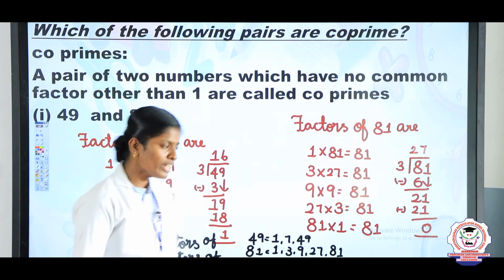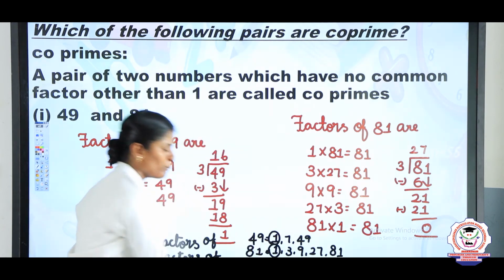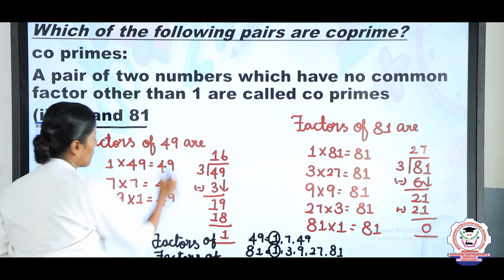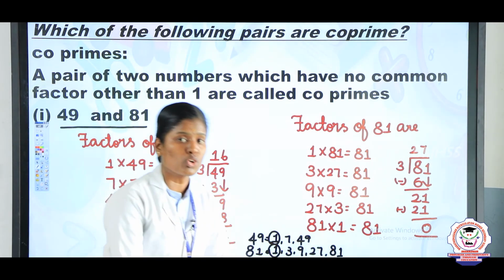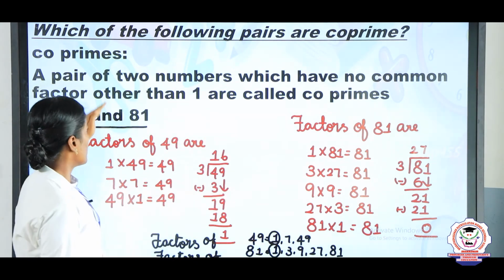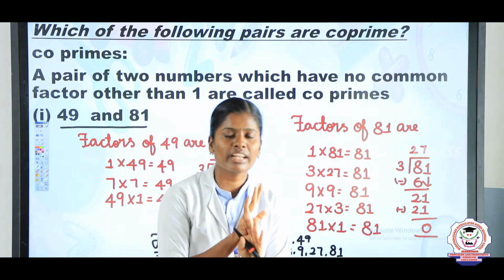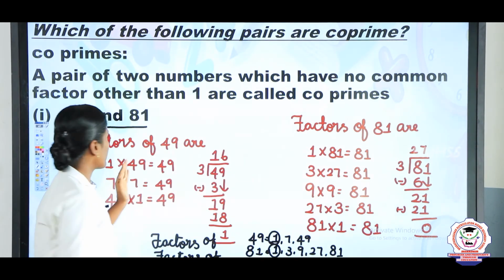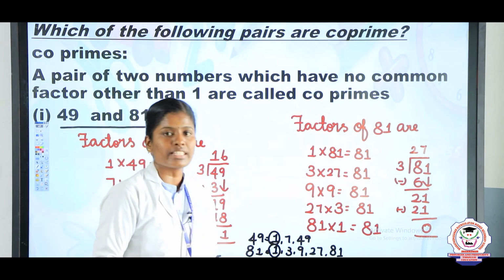Now we are going to find the common factors. Here the common factor is 1. So this number pair is called co-prime numbers. Co-prime numbers means a pair of two numbers which have no common factor other than 1. That is called co-primes. Okay. Next we will see another example.